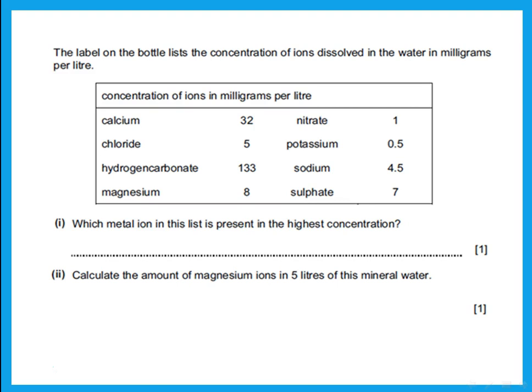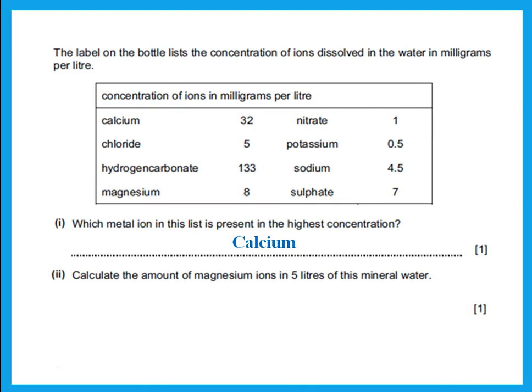Magnesium is a metal. That's 8 milligrams. Now, nitrate is not. Potassium is a metal. That's 0.5 grams. Sodium is a metal, 4.5 grams. So the metals in here are calcium, magnesium, potassium, sodium. Which of them is present in the highest concentration? So of course it is calcium.